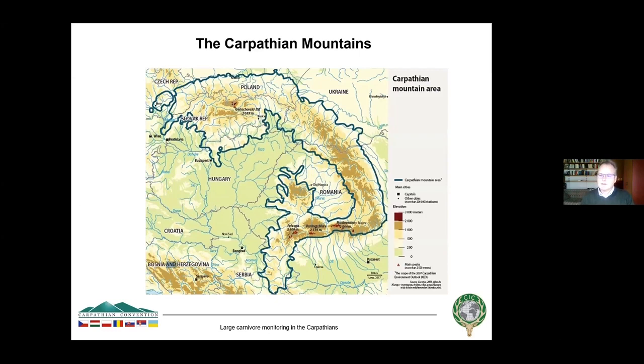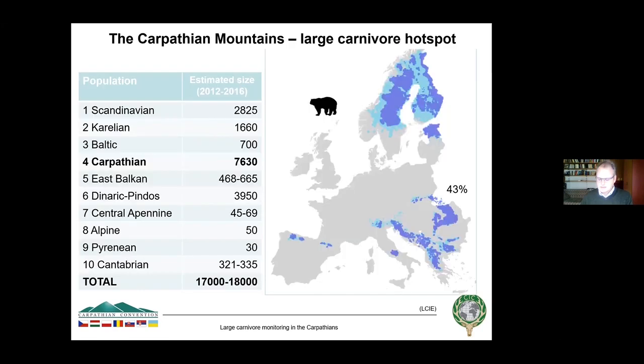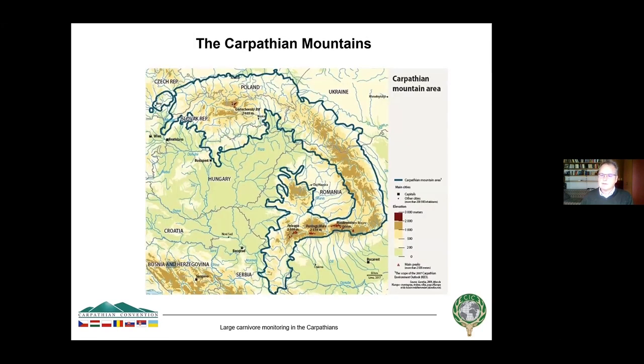And as you know, the Carpathian Mountains are the second largest mountain system in Europe, covering an area of 210,000 square kilometers. And it's cross-border because there are seven countries. You can see them here on the map. It's Czech Republic, Slovak Republic, Hungary, Poland, Ukraine, Romania, and Serbia.